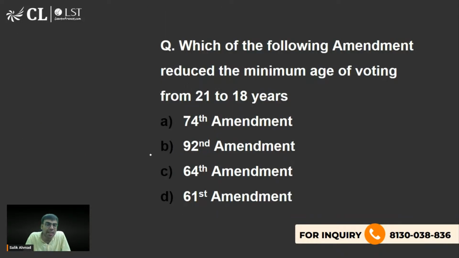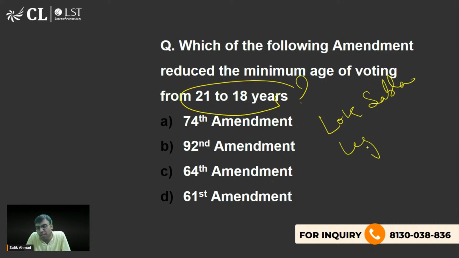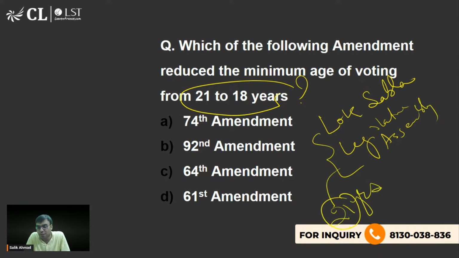Which of the following amendments reduced the minimum age of voting from 21 to 18 years? देखो earlier, if there is a Lok Sabha election, like last year we had seen Lok Sabha election, or legislative assembly elections, for becoming a voter, you should be at least 21 years of age. But after this amendment, this was reduced to 18 years. And who was the prime minister at that time? The government was of which?